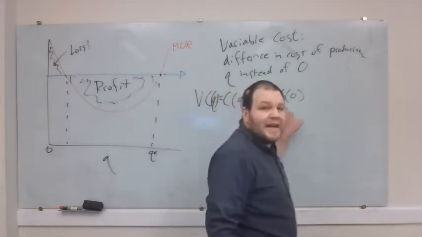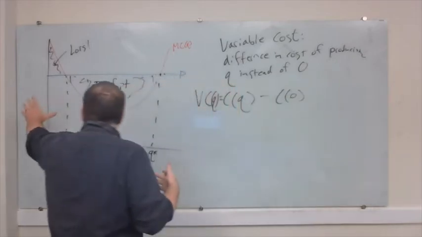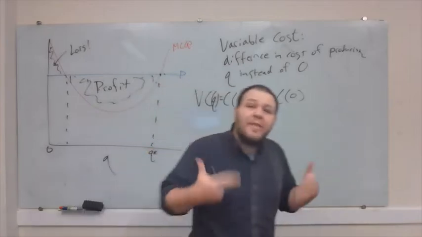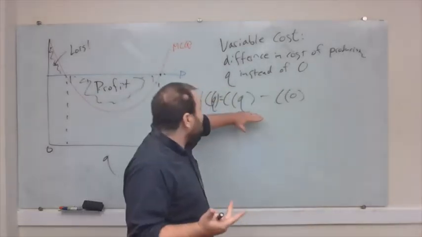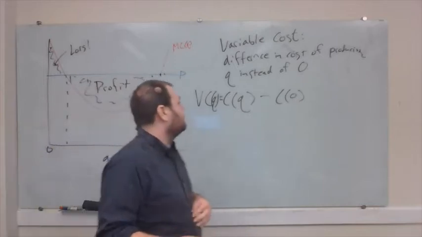Why do I want to subtract the cost of producing 0 units? Well, let's remember in our example, that $80 we spent on capital. If we decide not to produce anything, we're still paying those $80. So they shouldn't factor into our decision. They're not going to determine whether 0 is better or worse than Q star.